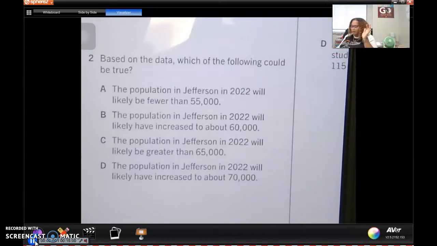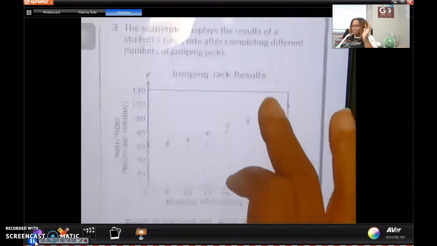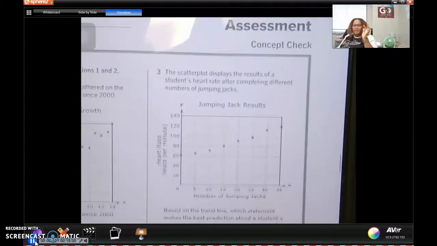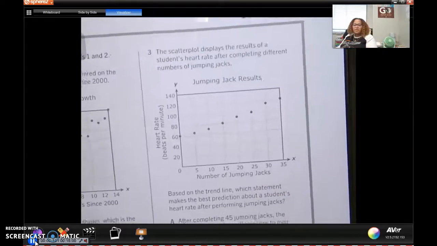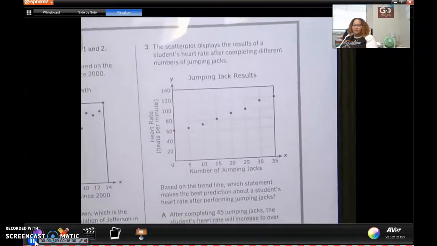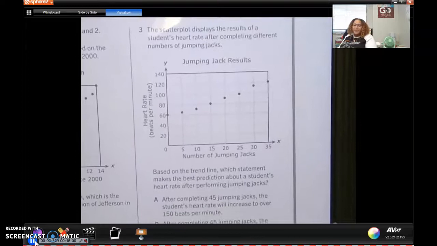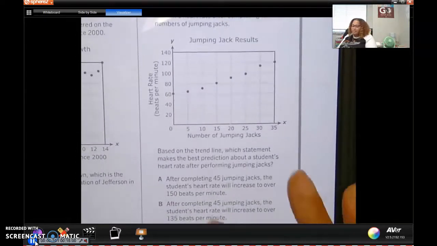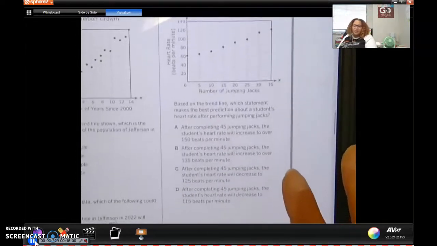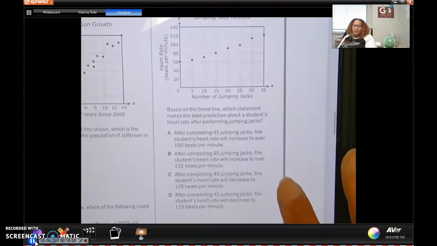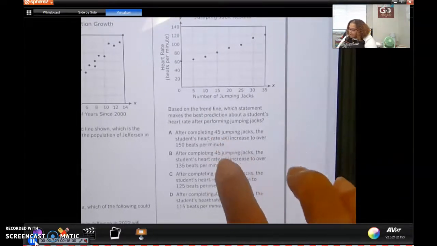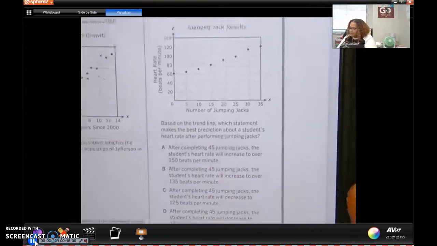On number 3, hold on, I lost my place. Oh, here we go. It says the scatter plot displays the results of a student's heart rate after completing different numbers of jumping jacks. Based on the trend line, which statement makes the best prediction about a student's heart rate after performing jumping jacks? So the jumping jacks they want to hone in on is 45.